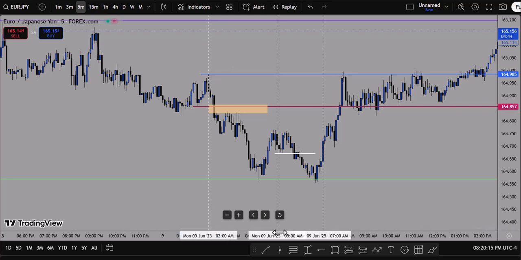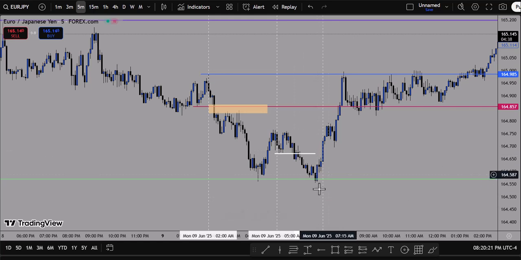Right here, this first line I marked is 2 a.m. The second one I marked is 5 a.m. And then finally I have 7 a.m. 7 a.m. is when we have New York. So New York starts at 7 a.m. But sometimes these trades, that is the London session trades, most times can extend to this part.